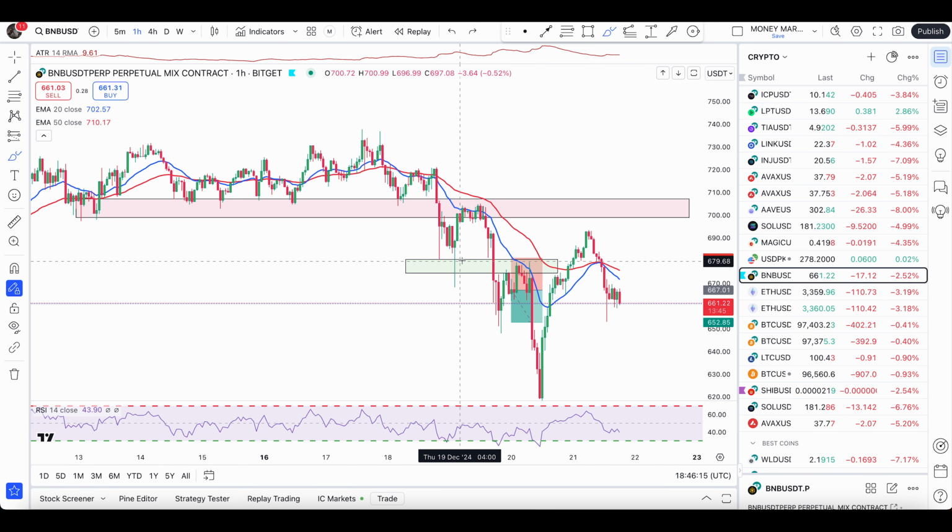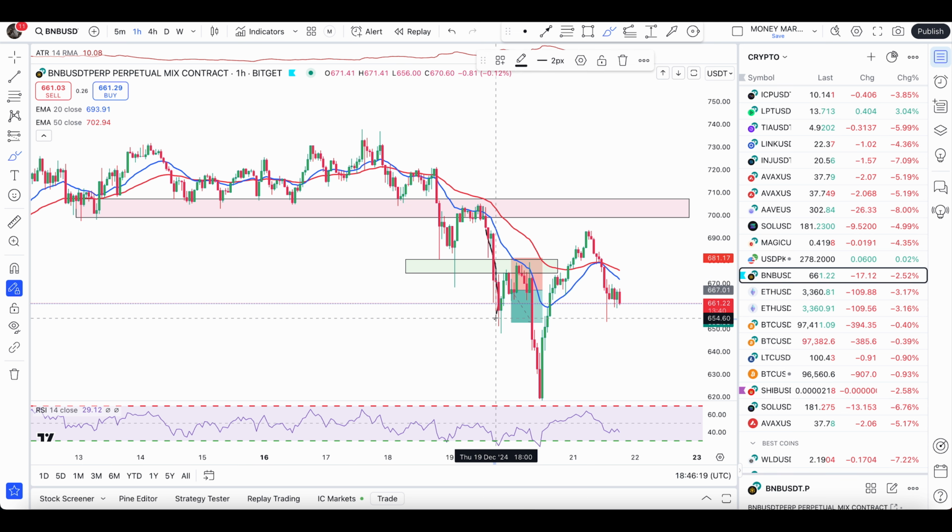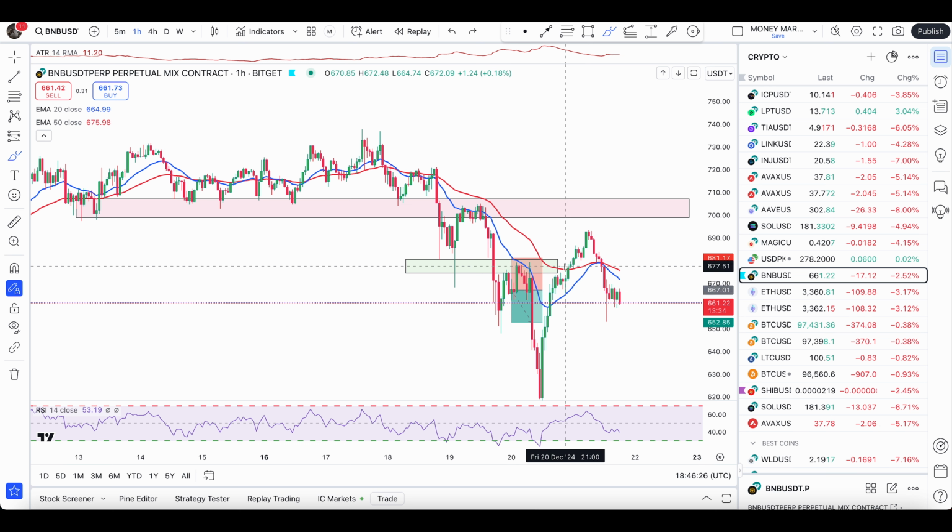After this fall, what do we have? A new structure level right here. Now, once we have a break of the structure level, what do we have? A pullback, followed by what? A bearish engulfing pattern. Now we had a liquidity here, and that is why I've kept my stop loss above.